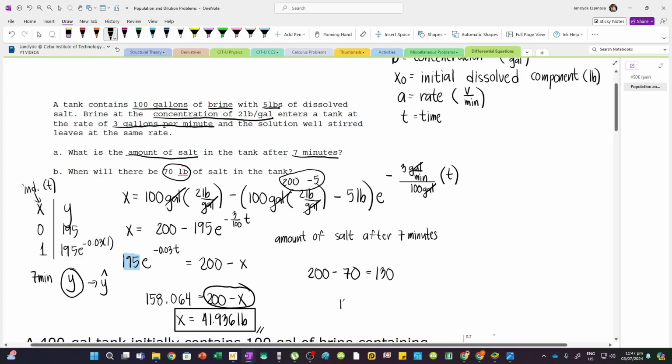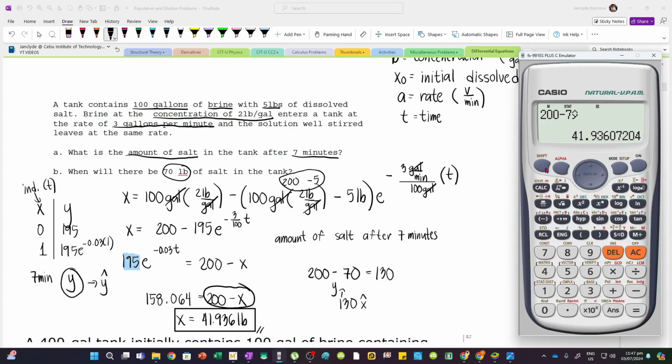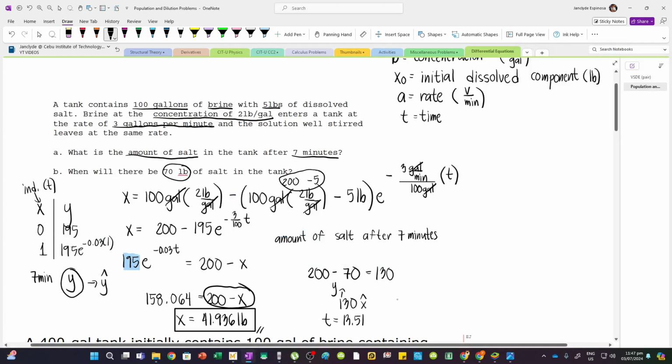So 130 is what we're going to use to solve the time. We have 130, a value of y, and we need x, or the time. So we're going to pair this with x hat. Shift stat and then regression, press 4, and then we have 130 x hat. Press equals, you're going to get 13.516. So the time is 13.516 minutes. And so this is your approach.